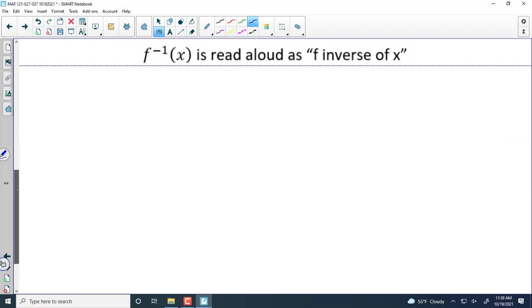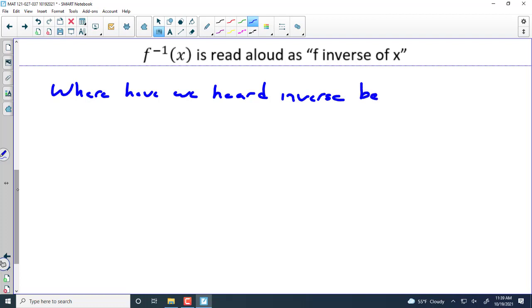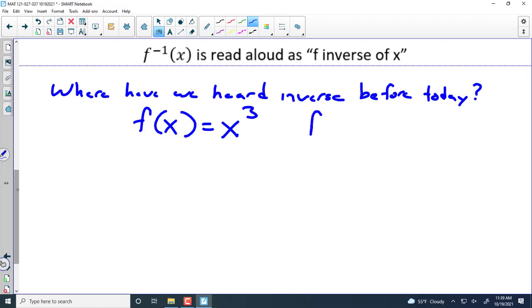Where have we heard inverse before? Where have we heard inverse before today? Does anyone remember? Back when we looked at our basic functions? Did I ever use the term inverse back then? Does anyone remember what the inverse of f of x equals x cubed is? Cube root of x. Cube root of x, good. Yep. Those are inverses of each other. And now I can say they're inverses by using this inverse notation.